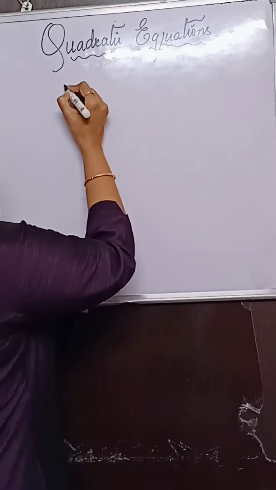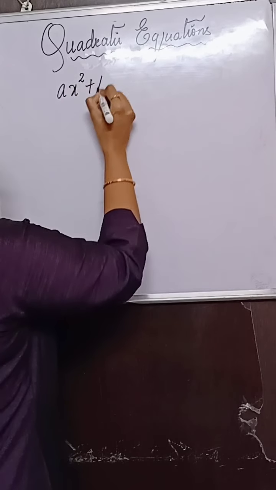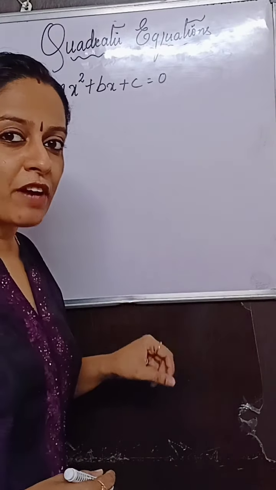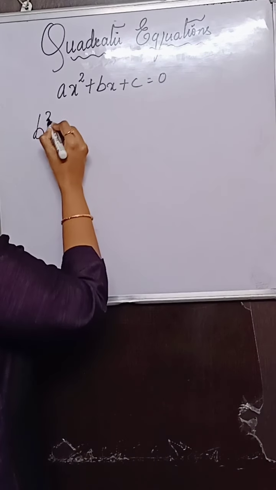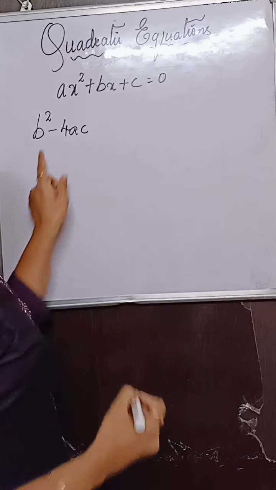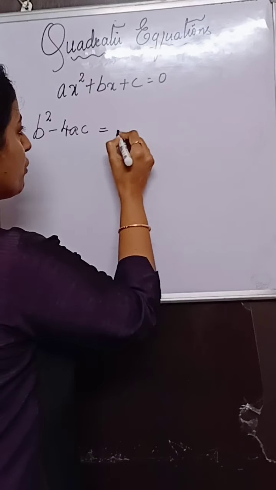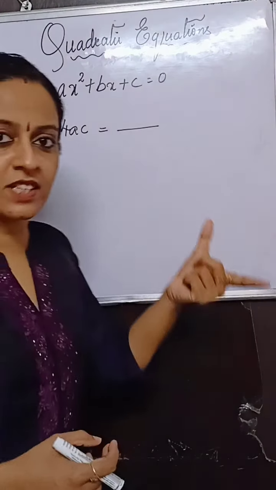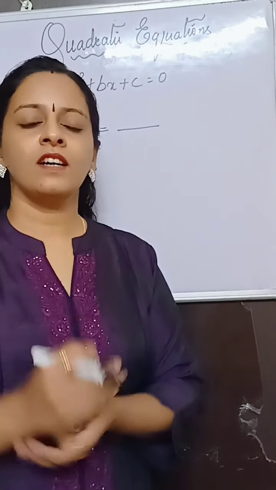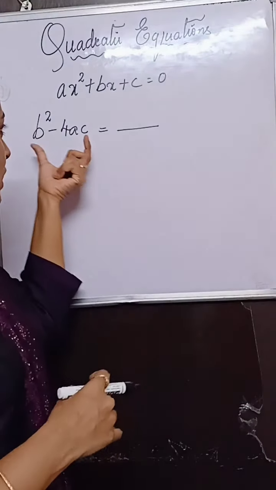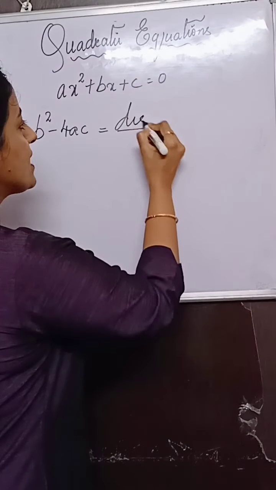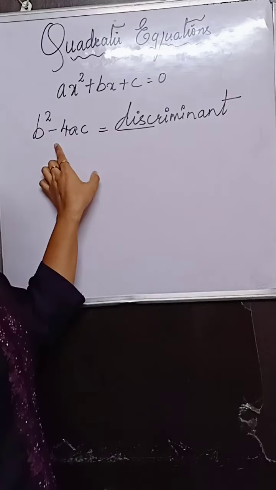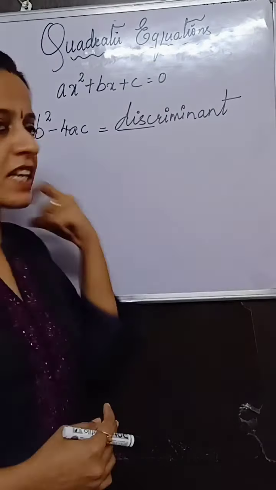I have a quadratic equation ax square plus bx plus c equal to 0. First, I will find out the value of b square minus 4ac. I'll get a value for this b square minus 4ac, and that value I put in the formula. The value that you got, this b square minus 4ac, is called by another name. In algebra, you call the value of b square minus 4ac the discriminant.